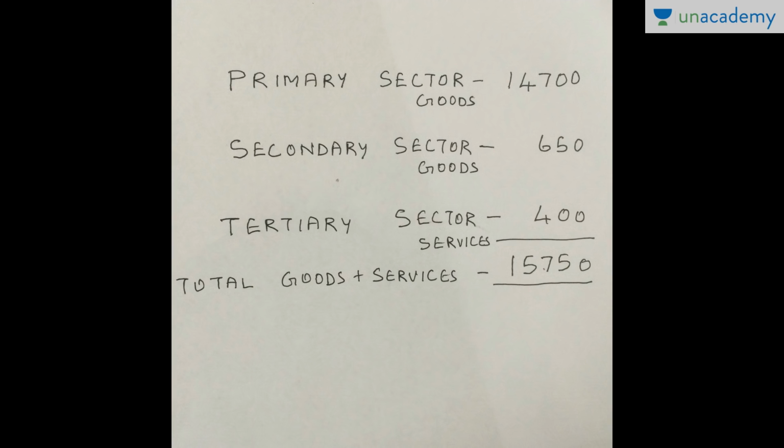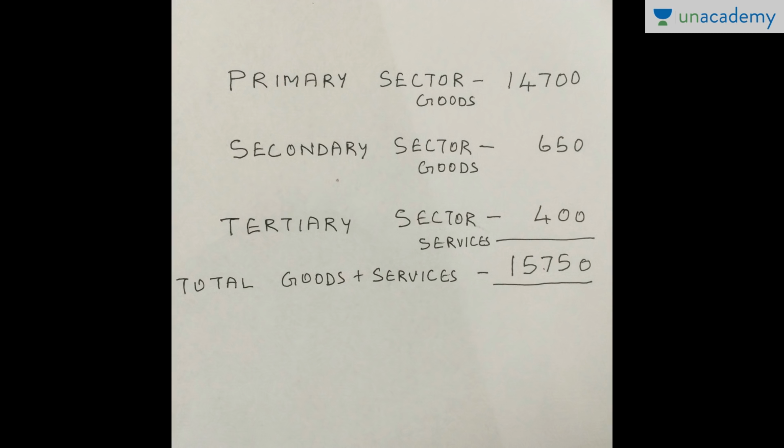Now, what is GDP? Gross domestic product is nothing but this only. Don't confuse. It's very simple. The total value of goods and services produced in that village over a 1 year period is 15,750, and that is the GDP of this village. So gross domestic product is nothing but goods and services produced over a period of time.